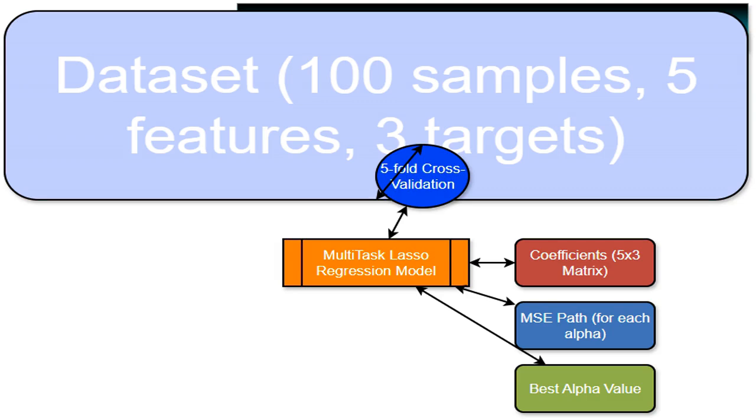I'm working with a dataset containing 100 observations. Each observation has 5 features, think of them as characteristics or inputs. And we're trying to predict 3 different target variables. These are what we want to predict, like house prices, temperature, etc.